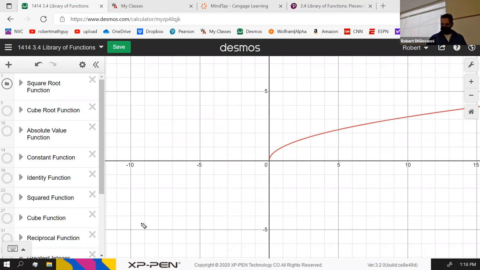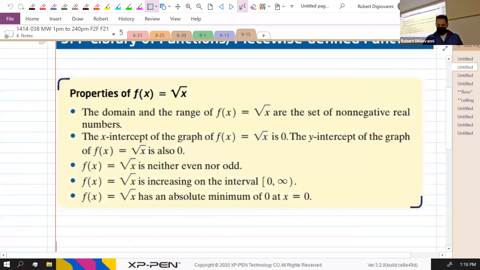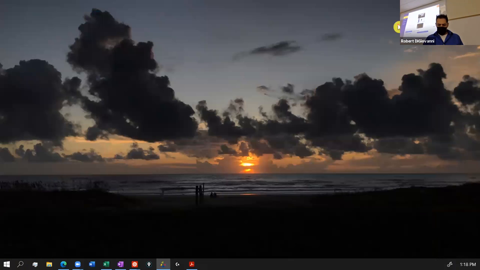Okay, let me go back to the notes real quick. I just want to make sure I'm not missing anything. The heck is that? Let me see. I need to close this window out. Where is it? There it is. Okay.